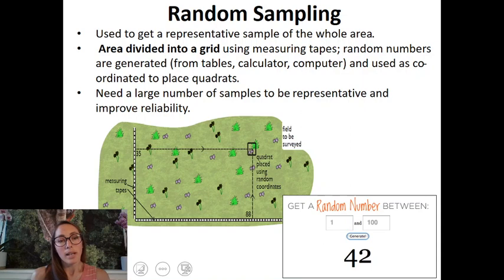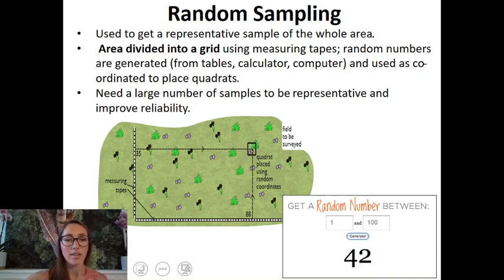So random sampling is what we're going to use, and this is basically to get a representative sample of a larger area, so something like a field. So here we don't have an ecological gradient, we're just comparing 2 areas. So we can go into our field, and the first thing that we want to do is to set up a grid that we're going to take measurements for.